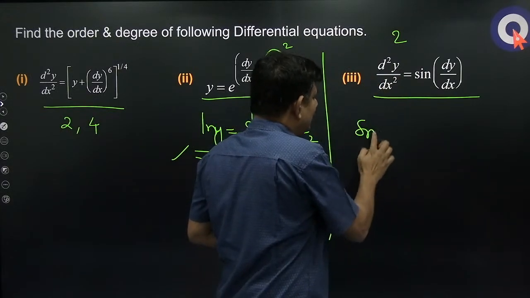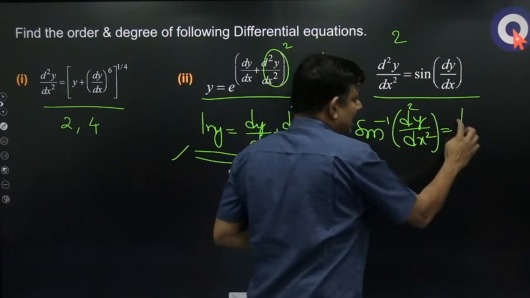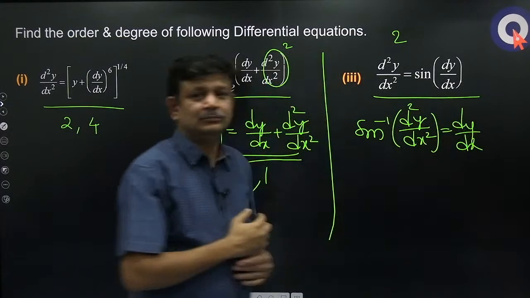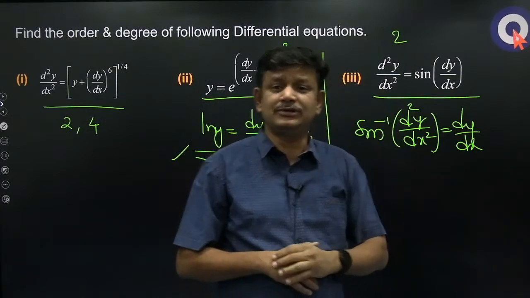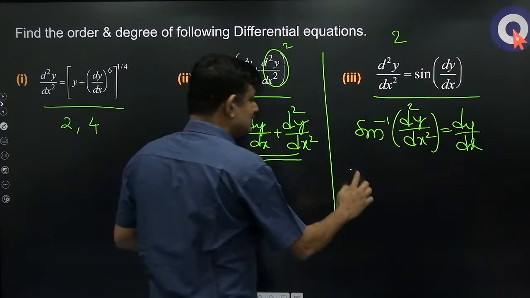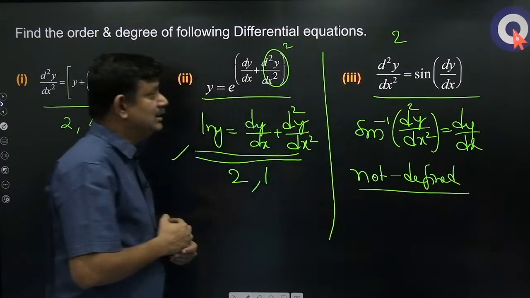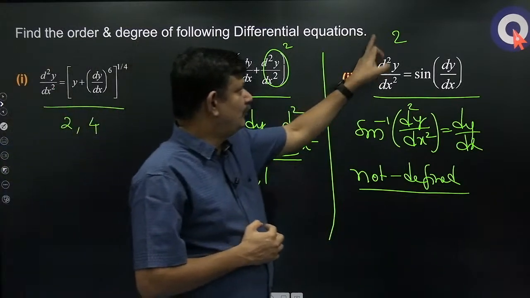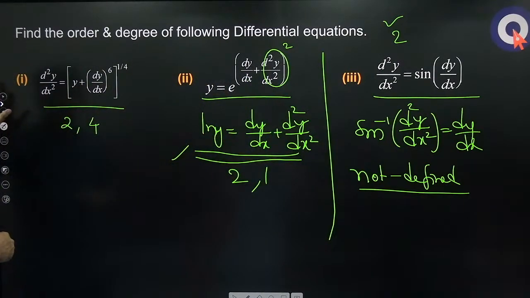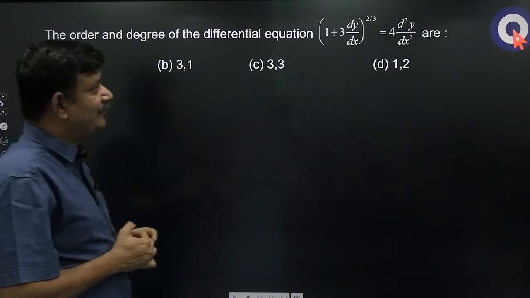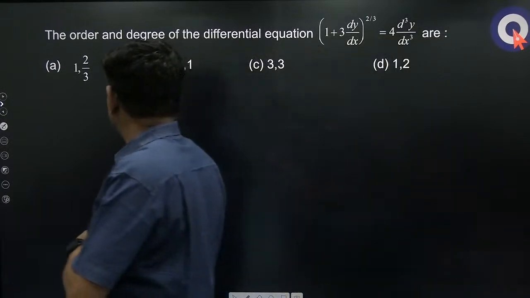साइन इस तरफ ले जाके, लेकिन अगर साइन इस तरफ ले जाता हूं तो d square y by dx square is inside sine inverse. Again, this is not a polynomial form. So can I ever express this as a polynomial in all differential coefficients? No, we cannot express it. So in such cases, we say degree is not defined. So this is a polynomial differential equation of order 2, but degree undefined. Okay, so degree can be undefined whenever you are not able to express it as a polynomial in terms of all the differential coefficients.